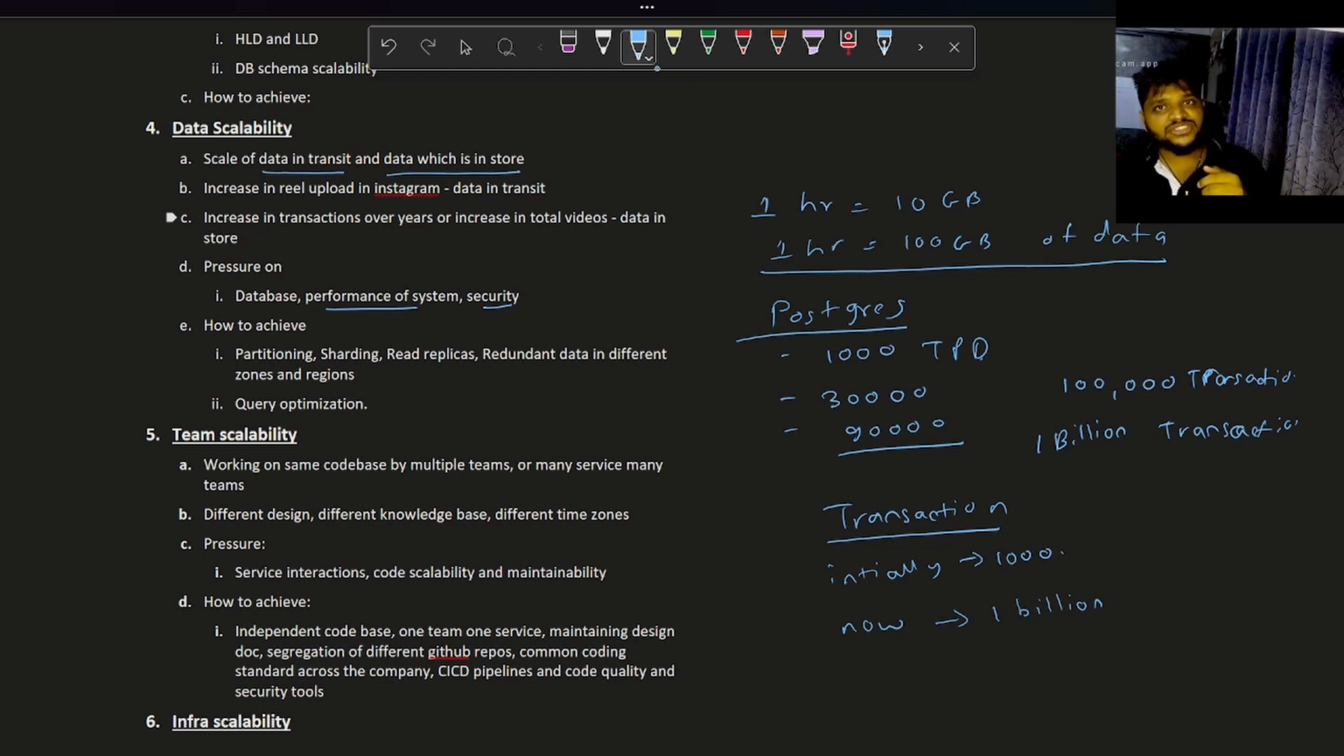There should be a proper purging policy. I should have a cold storage and a hot storage, purging the data after a certain amount of time to my blob storage. I should have a change data capture log, so that I can train on the data. At the same time, I should have proper security mechanisms. My queries should be optimized. I should not get involved in too many joins, or have a pathetic database schema with too much denormalization or too much normalization. Everything should be considered when a database is being designed. So this is data scalability, the problems, and how to achieve it.